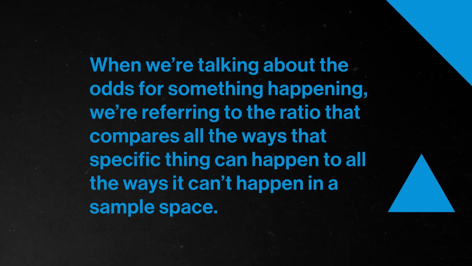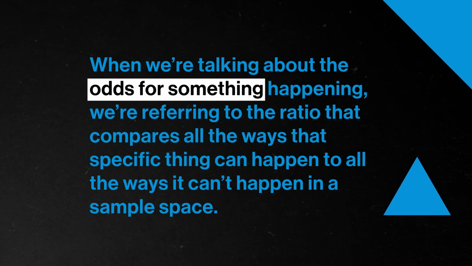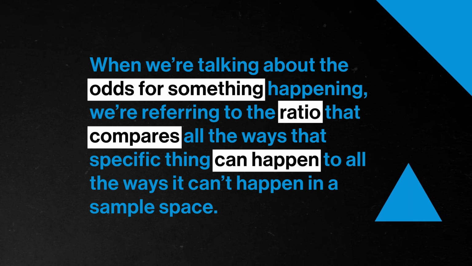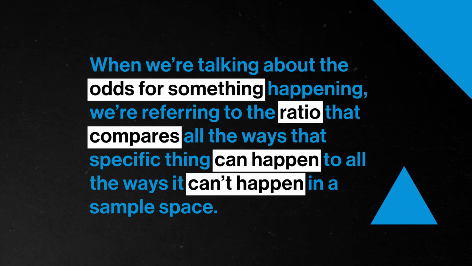Another way to think about theoretical probability is using odds. In everyday conversation, we use words like odds, probability, and chance pretty much the same way. But in math speak, when we're talking about the odds for something happening, we're referring to the ratio that compares all the ways that specific things can happen to all the ways it can't happen in a sample space.